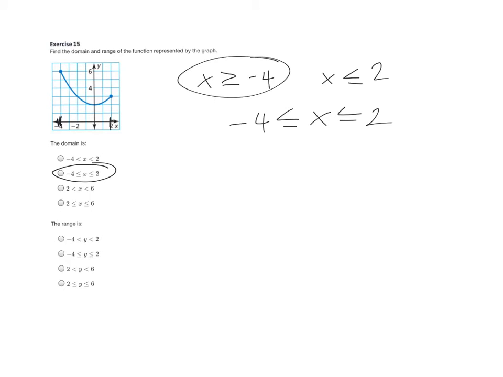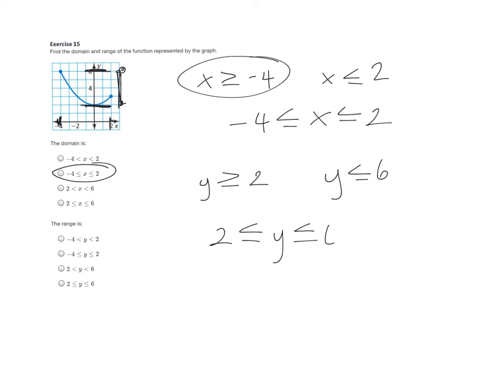Our range, we are using how much of the graph is used vertically from that point to that point. Right? Closed circle here, closed circle here. And so you would have y is greater than or equal to 2, and y is less than or equal to 6. Take the smallest one and flip it. That will give you 2 less than or equal to y less than or equal to 6. Looks like it's the last one.